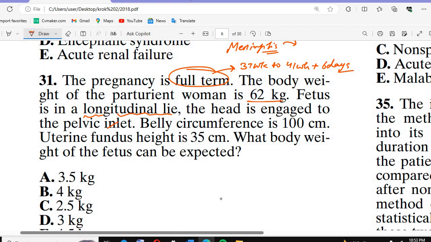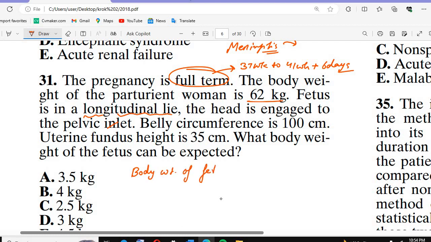So see in this question, I think we discussed, yeah, let's come back. In this question, these types of questions we already discussed. So what we have to do is find the body weight of the fetus. For the body weight of the fetus, what do you need to calculate?